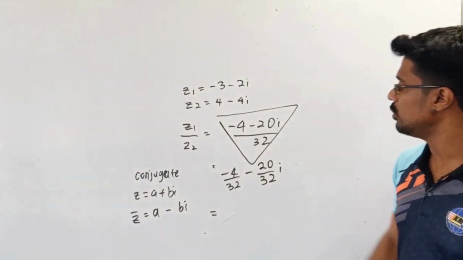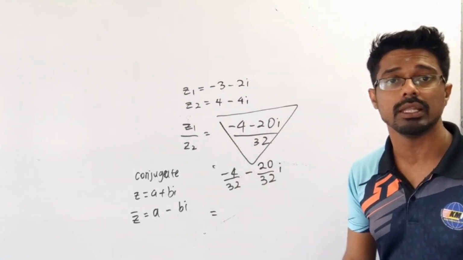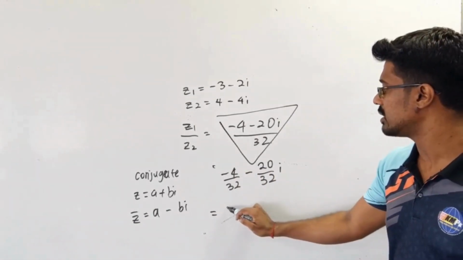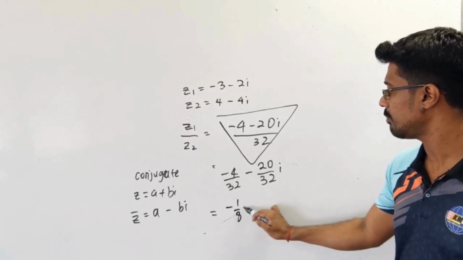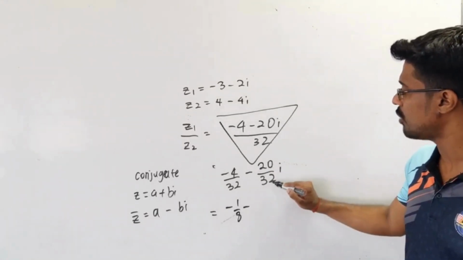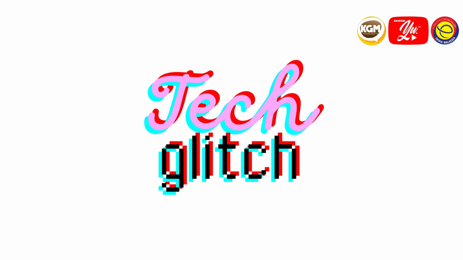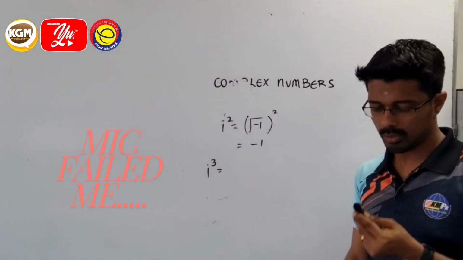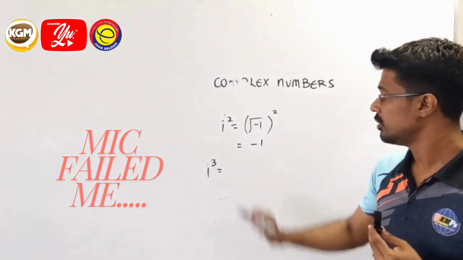Now what I can do is put this in your calculator. When you put this in your calculator, it becomes negative 1 over 8. Minus this one, you can simplify. In your calculator, divide by 4. So 5 over. Okay, in exam, they would give something called i cube.